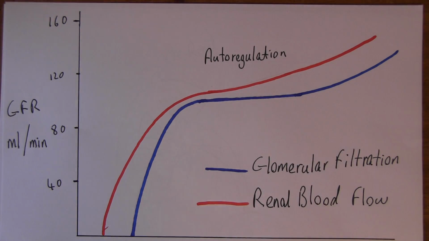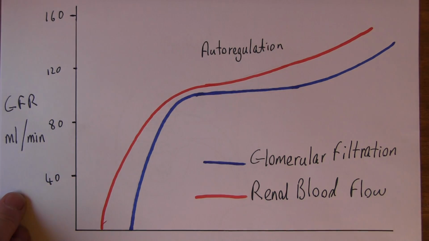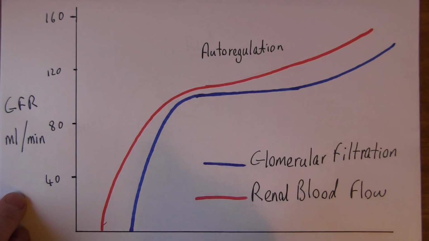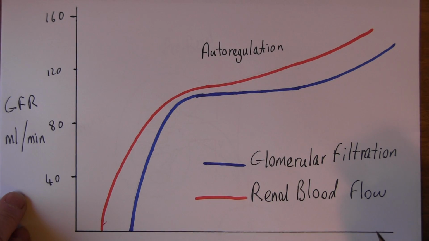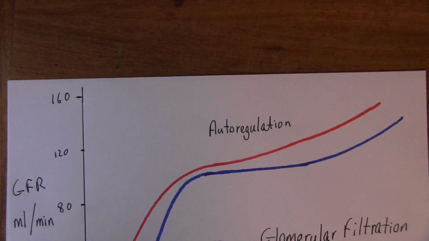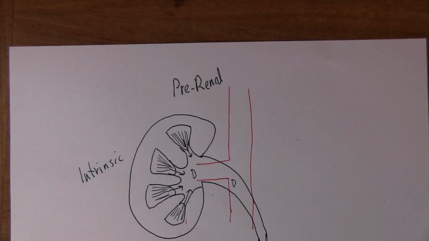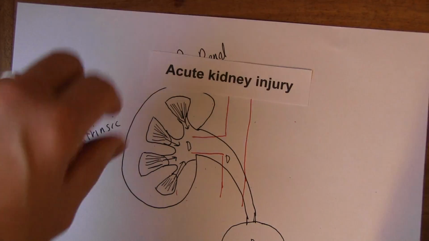So that shows that giving fluids and restoring circulating volume has the potential to rapidly increase it, because we just move this red line a little bit that way and the blue line will follow very quickly, because there are auto-regulatory processes going on here. So that's one cause of acute kidney injury, acute tubular necrosis, the most common cause.